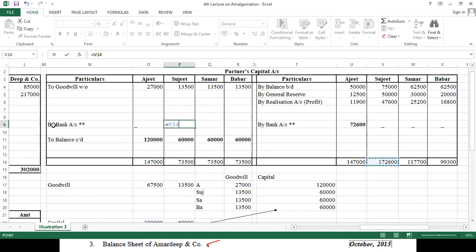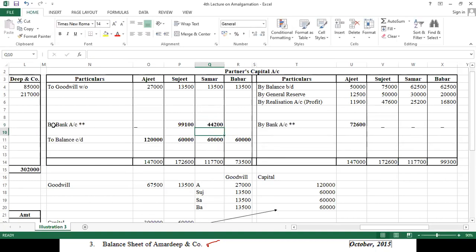Now for Sujit let's see. Total is 1,72,600 minus 73,500. So we got 99,100. यहाँ पर देखिए, अमाउंट इज 1,17,700 minus 73,500.